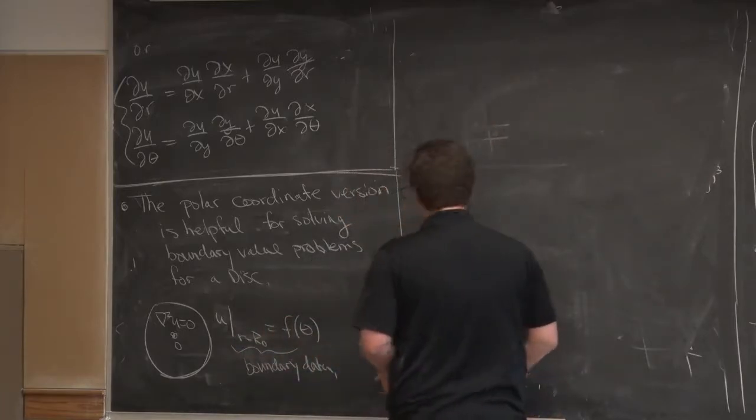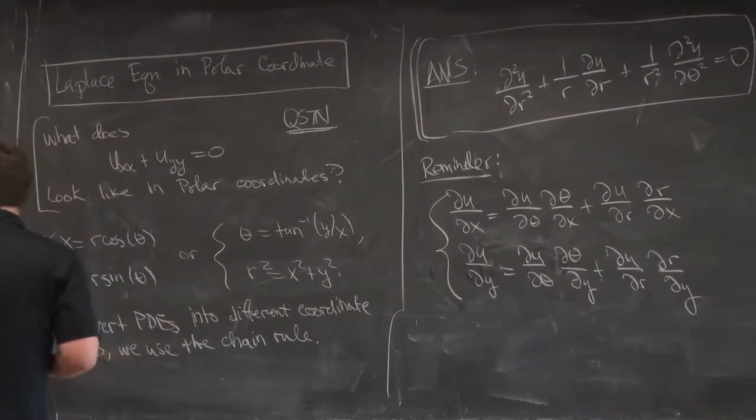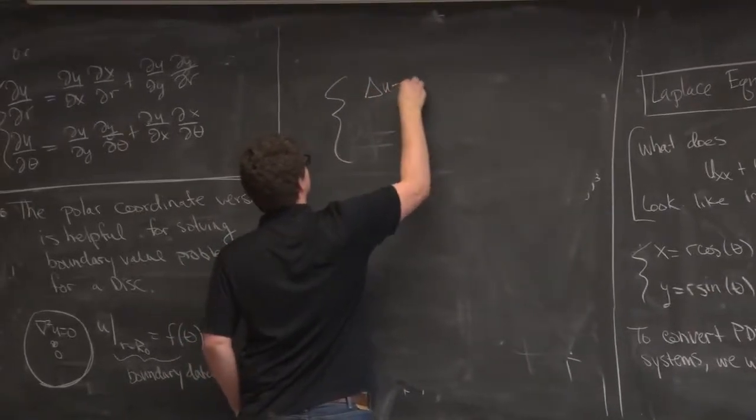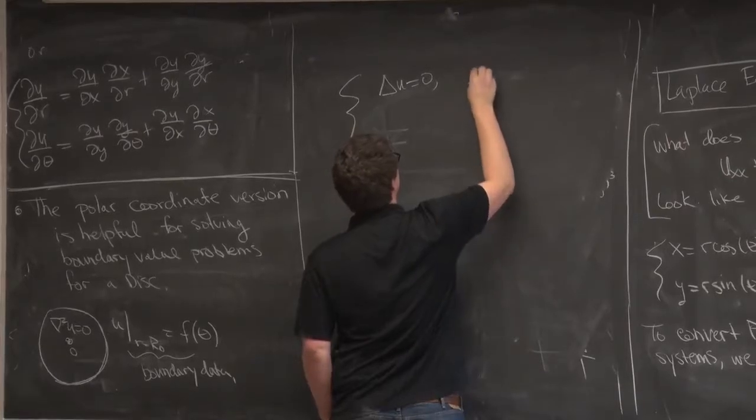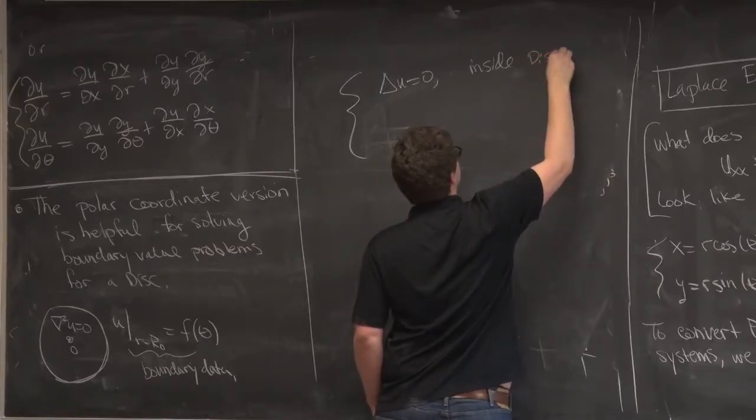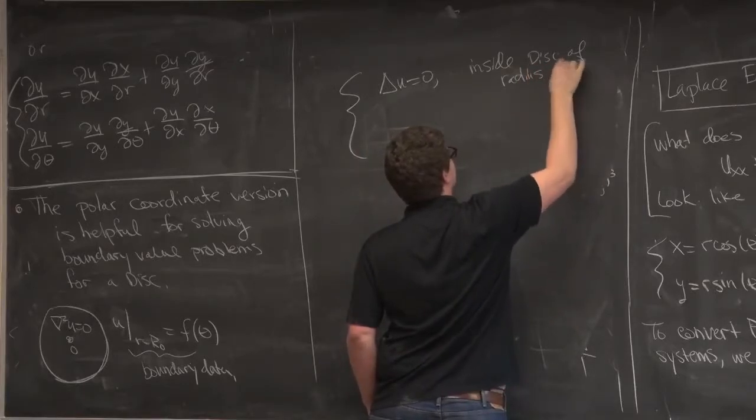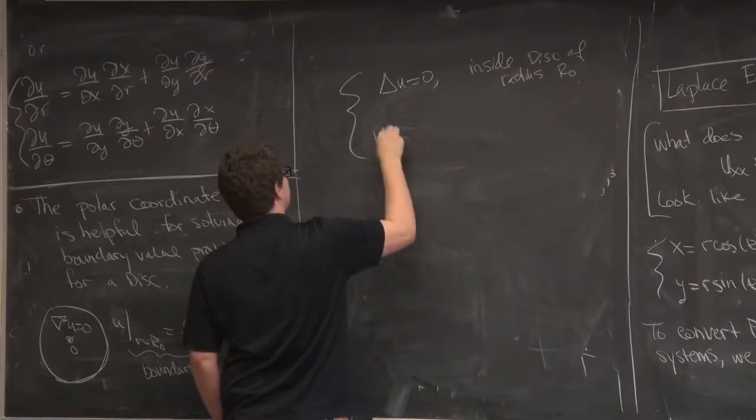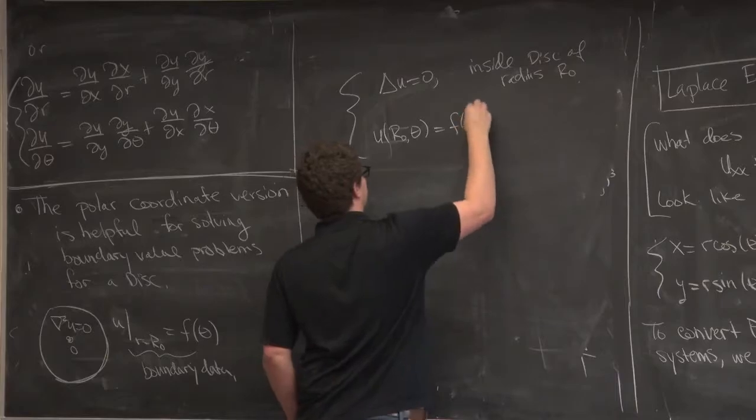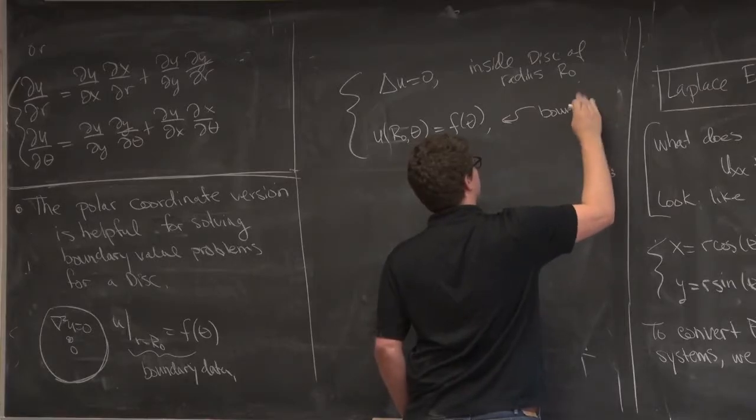To do this, we're going to separate variables, but we separate with respect to r and theta, not x and y. So we're going to have something like this for the disk of radius r naught, and then we could say that u of r naught, theta is equal to f of theta. So this is the boundary condition.